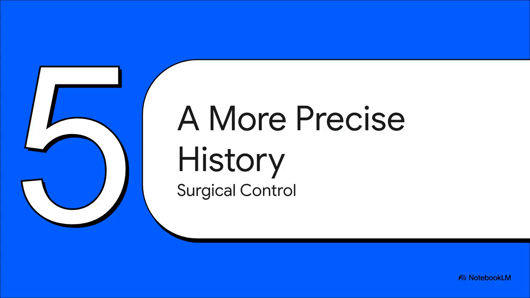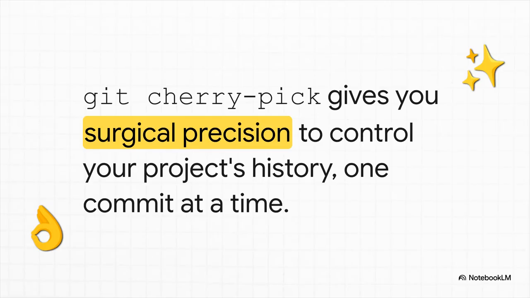So when we zoom out a bit from the command line, what does a tool like this really mean for us? What does it give us? It gives us the power to create a much more precise and intentional story for our project's history. And really, that's the bottom line. Git cherry pick is all about precision. It's for those moments you don't need a sledgehammer, you need a scalpel. When you don't want the whole branch, just one specific, carefully targeted change, one commit at a time.